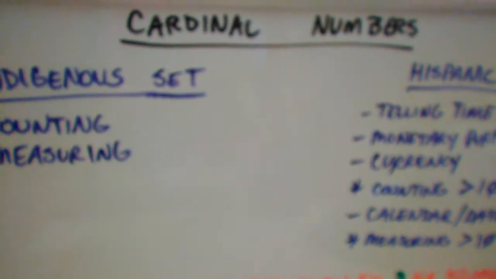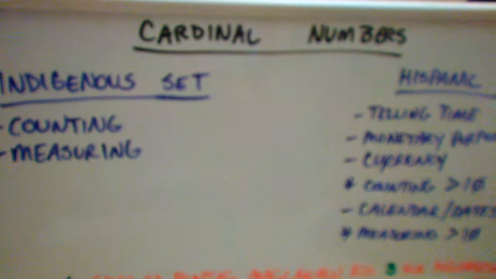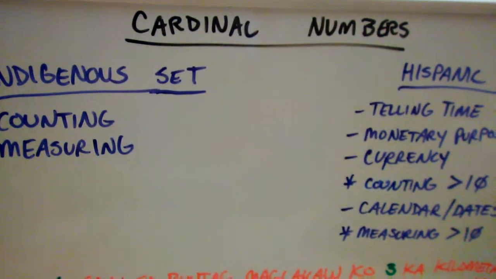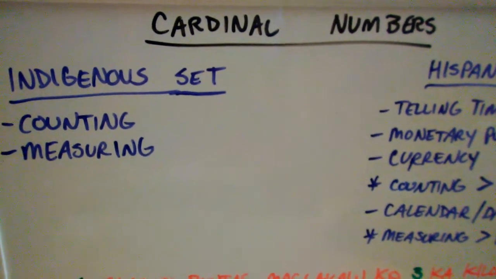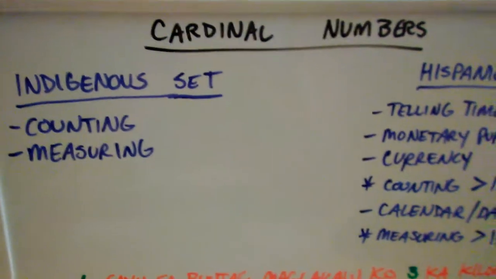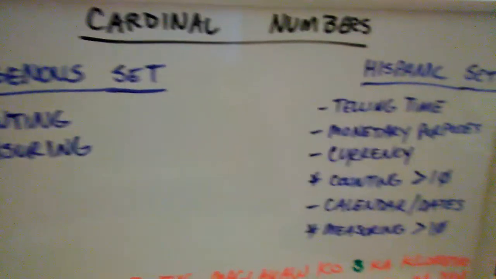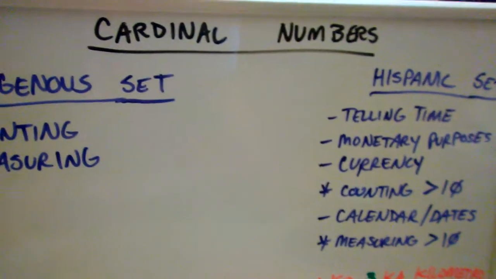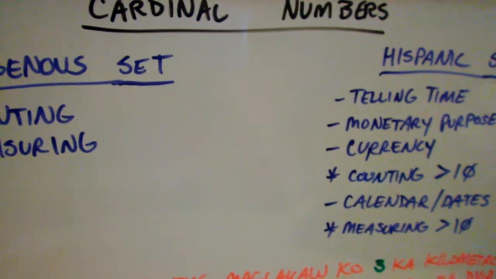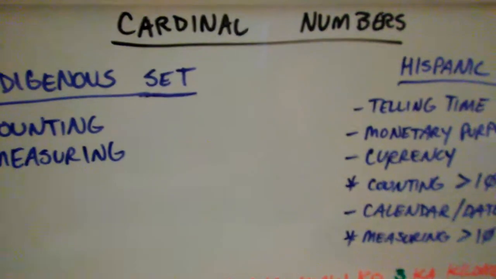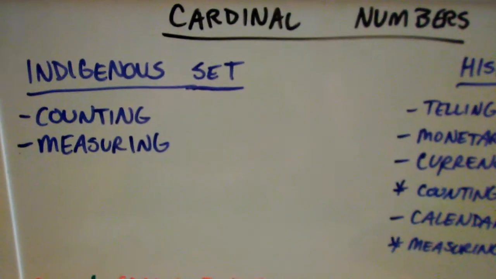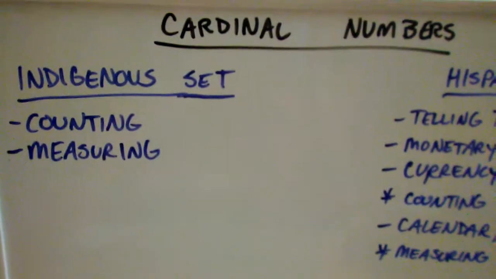Let's talk about the cardinal numbers. As you know, there are two sets of cardinal numbers in Cebuano. We have the indigenous set of counting numbers, and we have the Hispanic set of numbers, right? And the indigenous set, you would mostly use for counting and measuring.